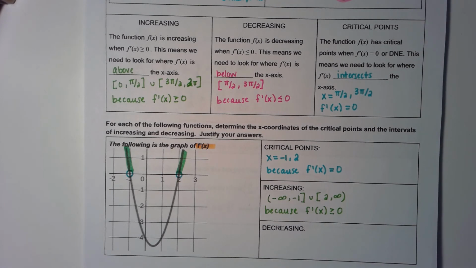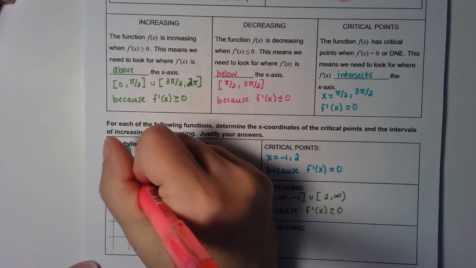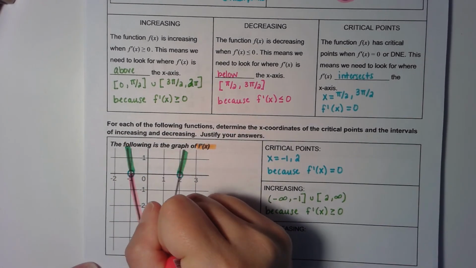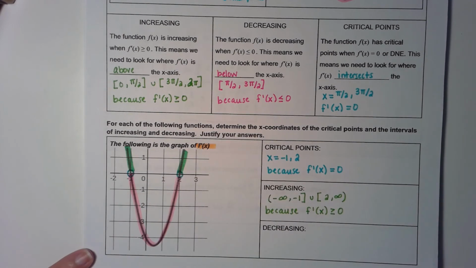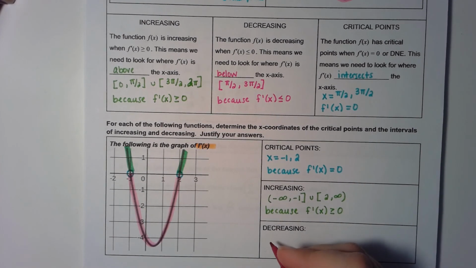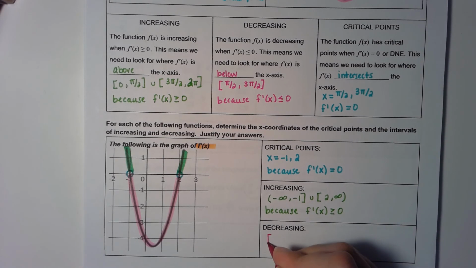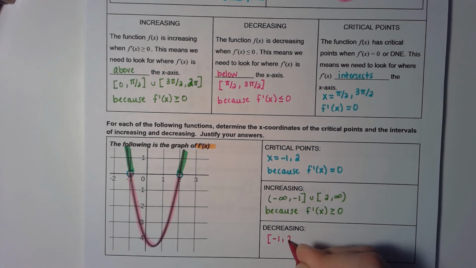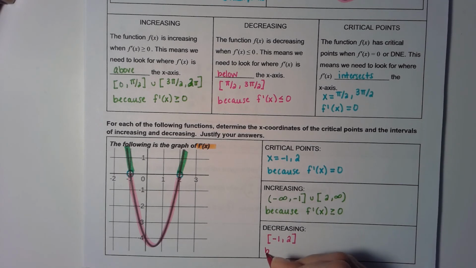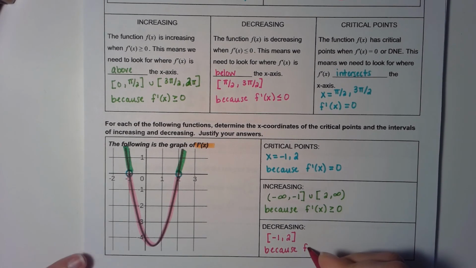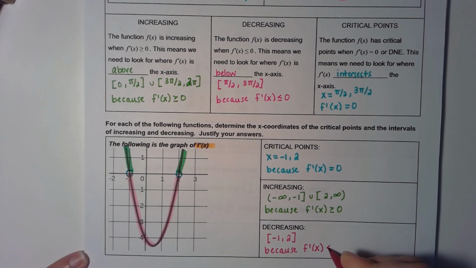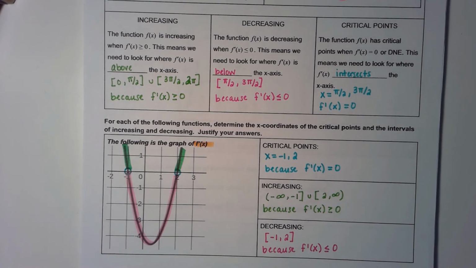Last but not least, if we have decreasing, the original is going downhill when the derivative is below the x-axis. So we would say that this graph is decreasing, or the original function f of x is decreasing when we are from -1 to +2, because f prime of x, which is what we're looking at here, is less than or equal to 0, or in other words, it's below the x-axis.